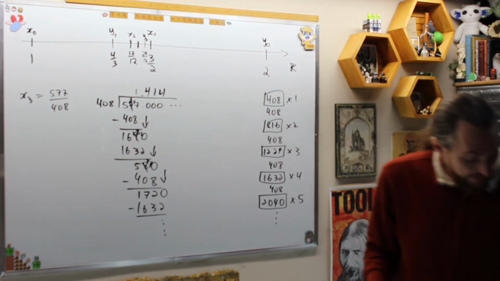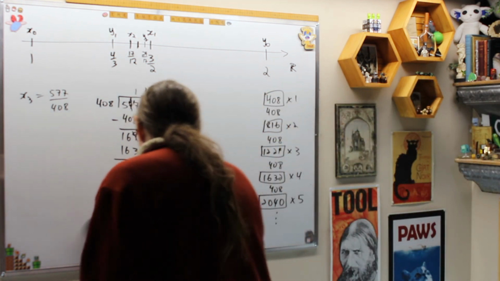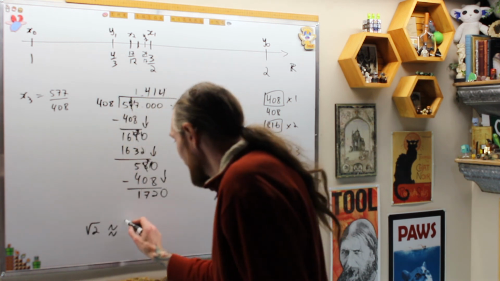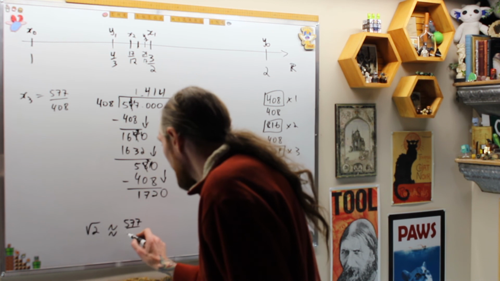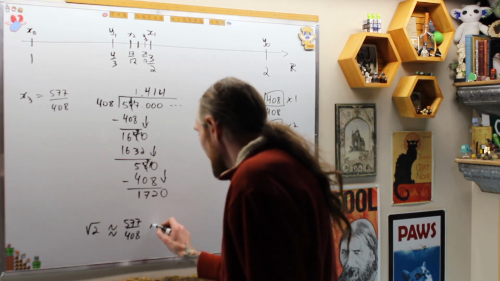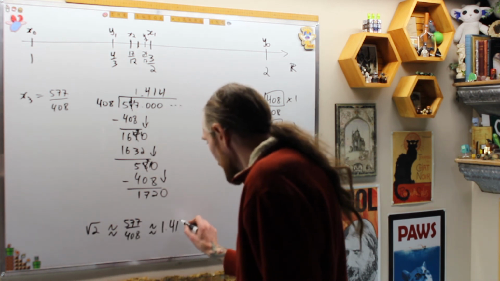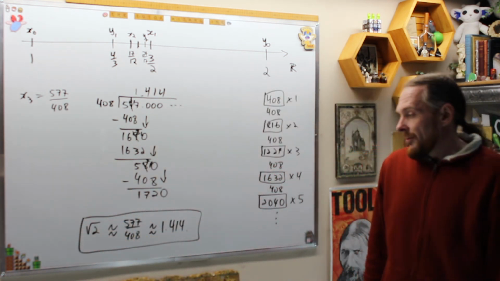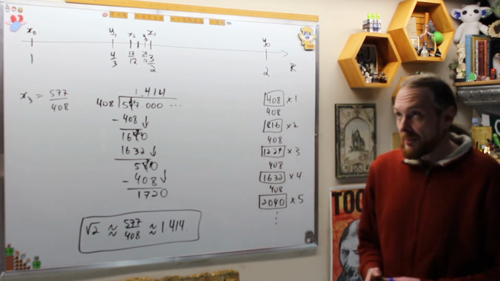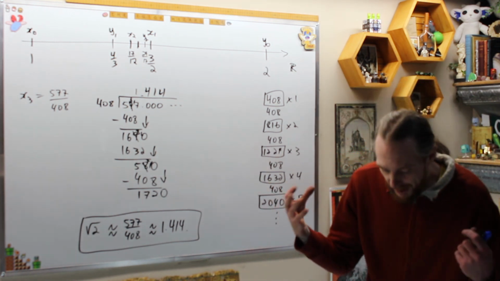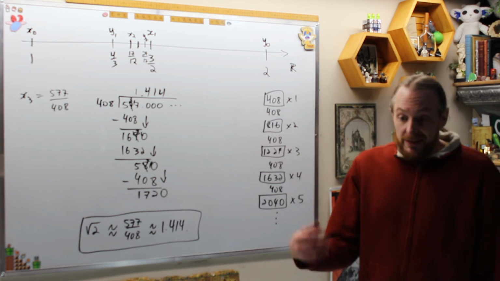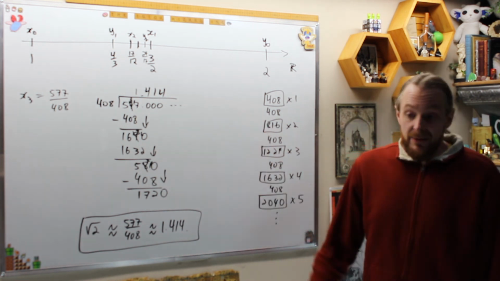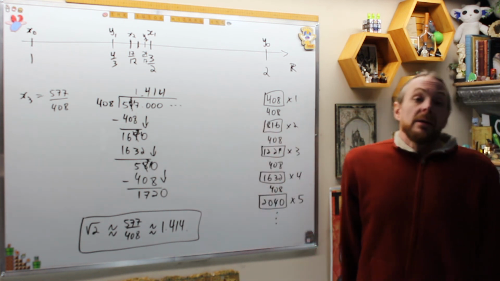What this really tells me, therefore, is the square root of 2 is approximately equal to x3, which was 577 over 408, which is approximately equal to 1.414, correct to 3 decimal places. 1.4142 something, and so on. This is how we approximate, at least, the square roots of non-perfect squares. So for some of the categories of irrational numbers, this is at least a method to approximate by hand their decimal expansion.